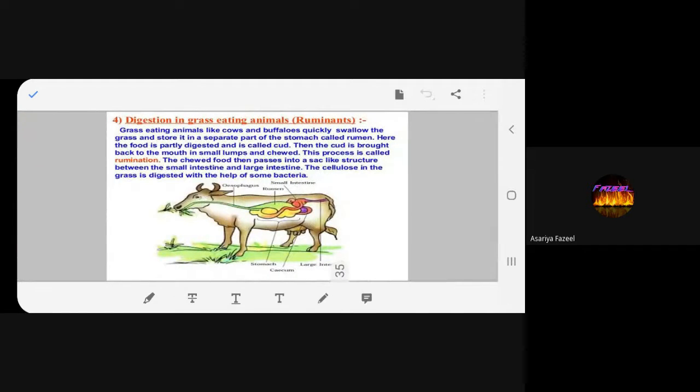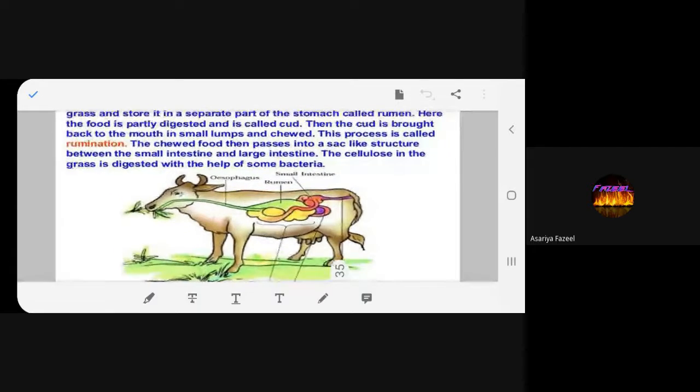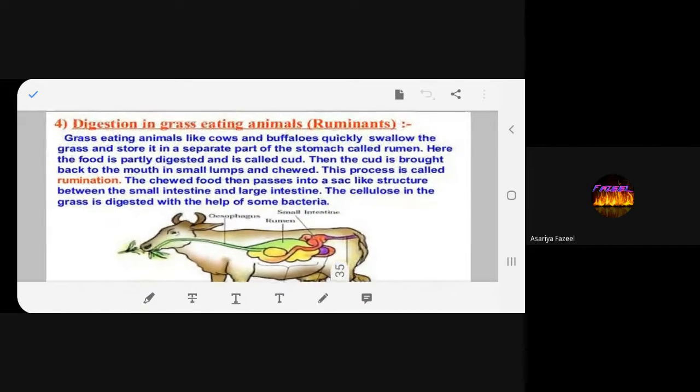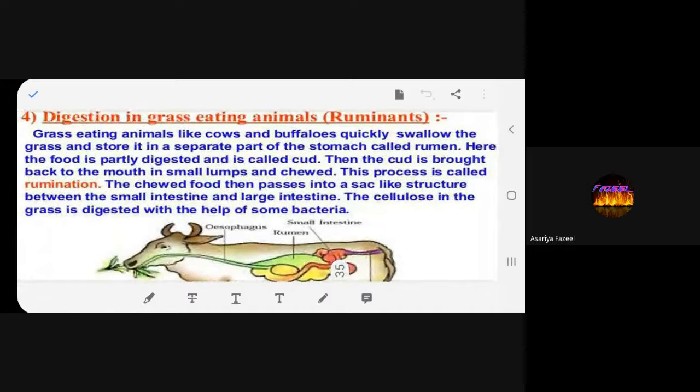Now we'll see how digestion takes place in grass eating animals. Which animals? We are talking about cow. They are also known as ruminants. What are they known as, beta? Ruminants. Okay? Read, beta.